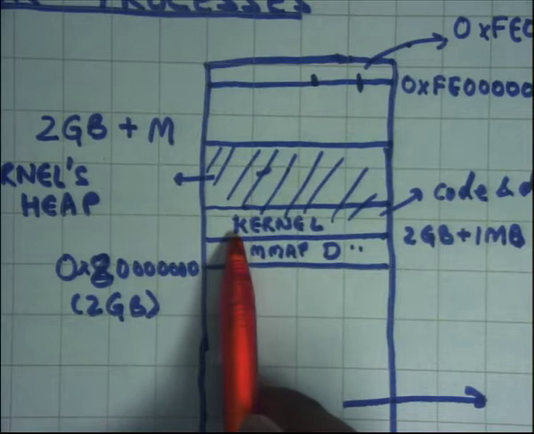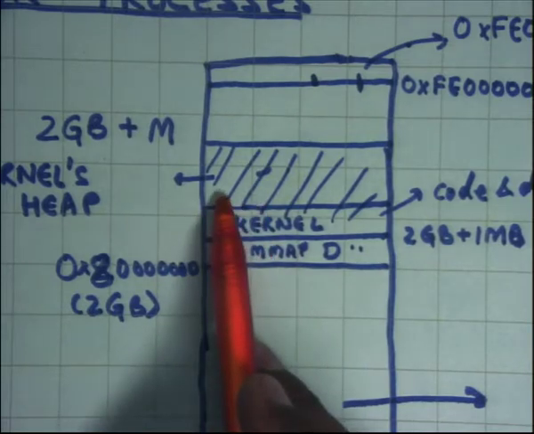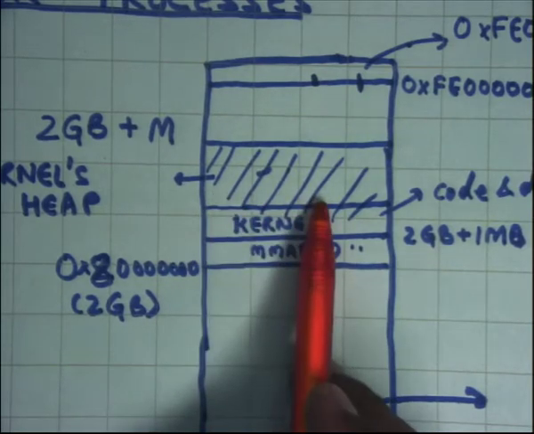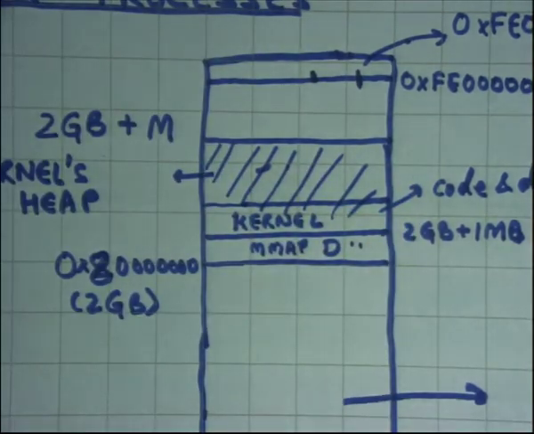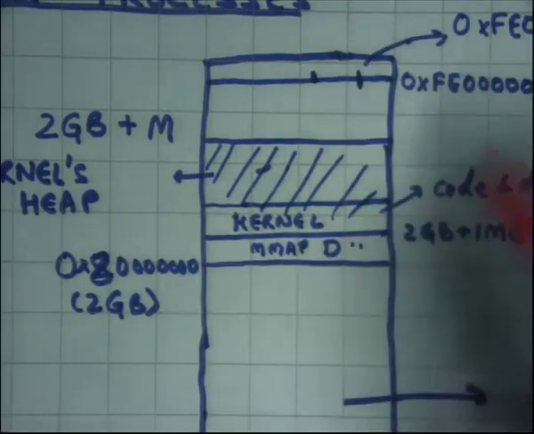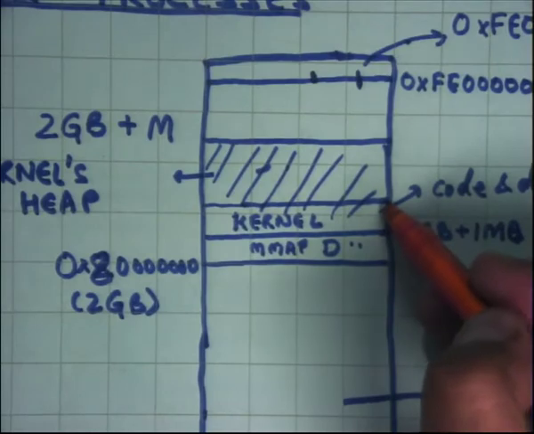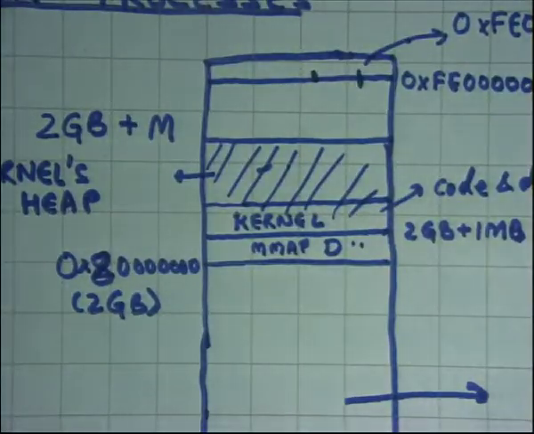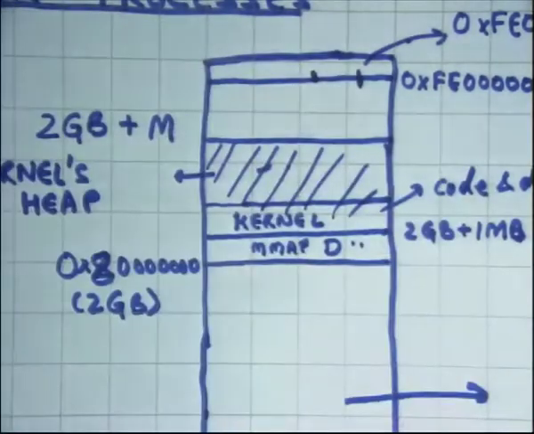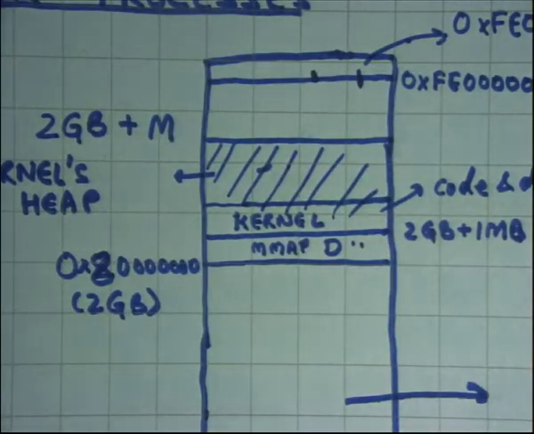Then 2 GB plus 1 MB, whatever the kernel code and read only data is, should be mapped to 1 MB to 1 MB plus whatever the kernel size is, in read mode. You don't want the code to be writable, just a precaution measure, so you map it in read only mode. And for everything else, which is the kernel's data and all the other memory, that should be mapped in read write mode in this area to the corresponding physical address, right?